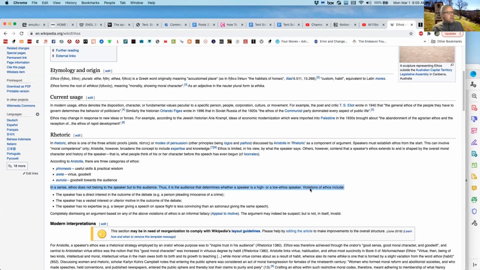Your violations here could include things like the speaker has a direct interest in the outcome of the debate. The speaker has a vested interest or ulterior motive. That would be great if you buy the product that I turn out to have stock in. Or finally, the speaker has no expertise. This is probably the one that we concentrate on mostly in academic environments, is what kinds of expertise do we bring to a particular situation? And how should that influence our decision-making, right?